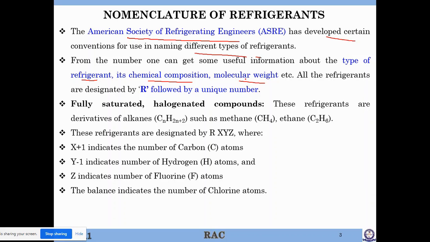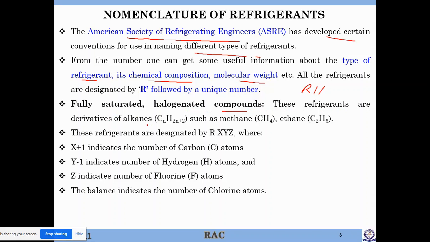All the refrigerants are designated by R followed by some number: R11, R12, R15, etc. First we will understand fully saturated halogenated compounds.